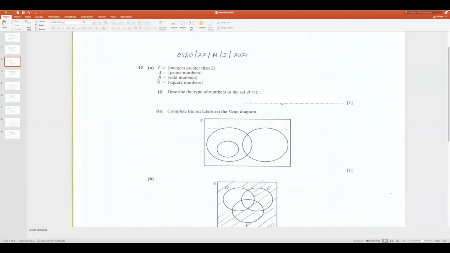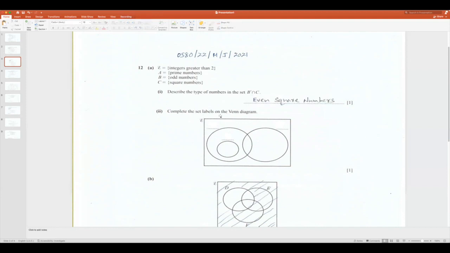Here the universal set is integers greater than 2. A is prime numbers, B is odd numbers, and C is square numbers. Describe the type of numbers in the set B dash intersection C. B dash means even numbers. Intersection C means square numbers. So even square numbers.